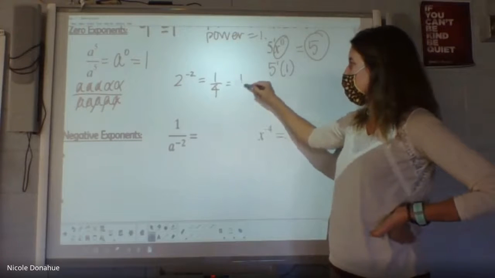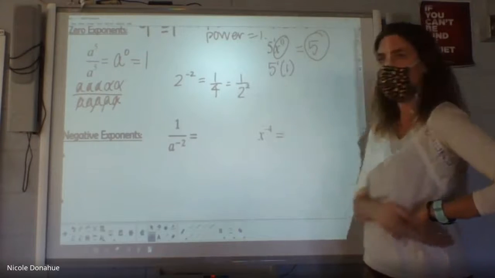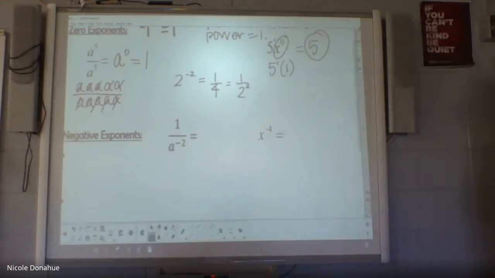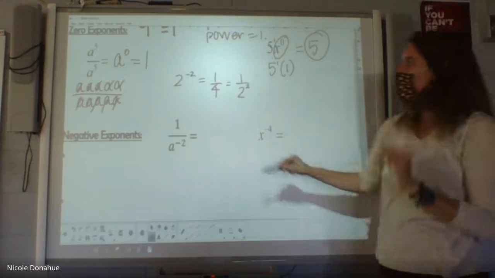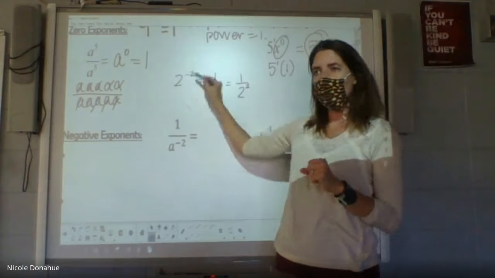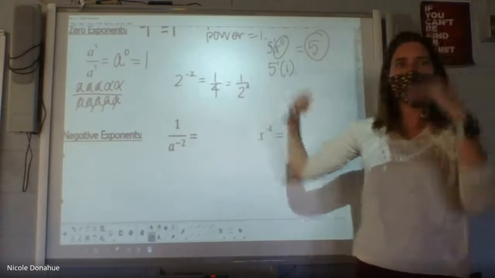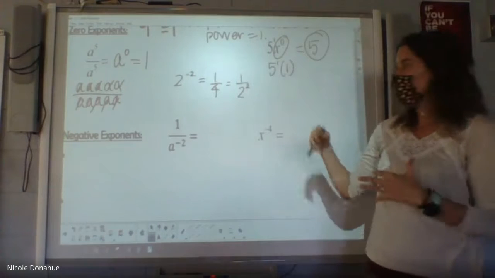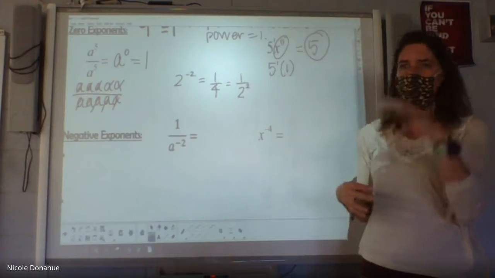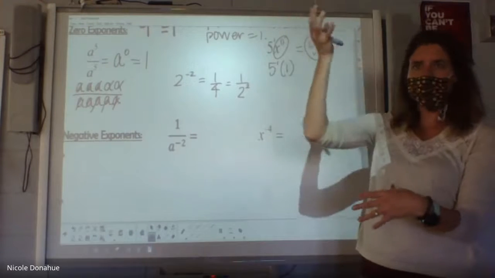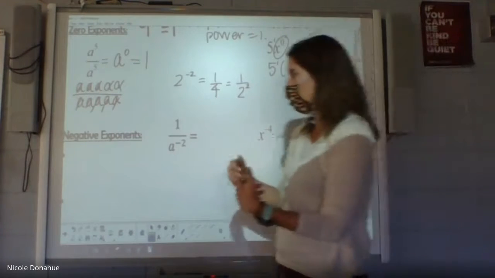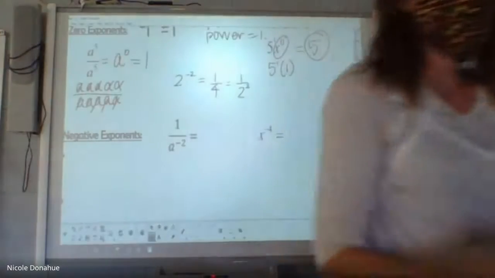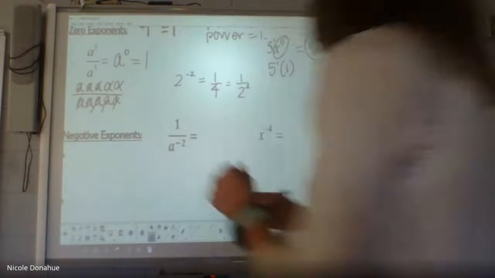Isn't that really the same as 1 over 2 to the second? Yes, it is. And so what's going on here is, in order to make that exponent positive, I'm going to switch where it is in the fraction. So if it's on the bottom, it's going to go to the top. If it's on the top, it's going to go to the bottom. So we're going to move bases with negative exponents.